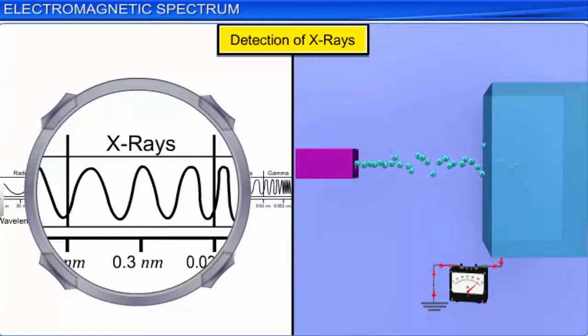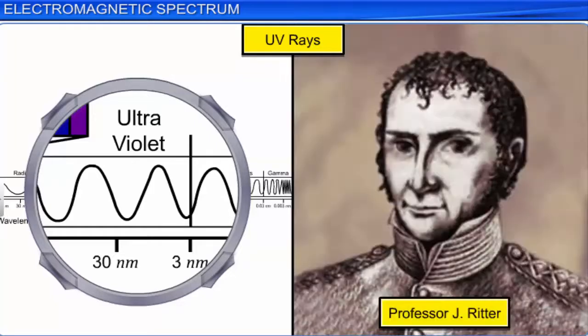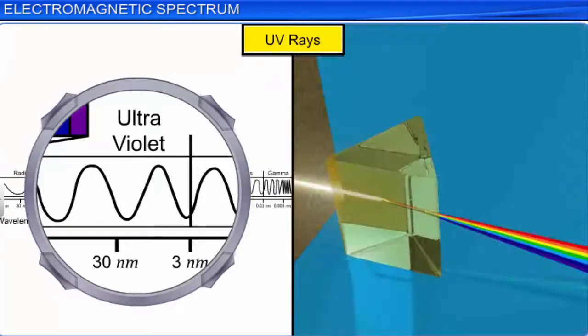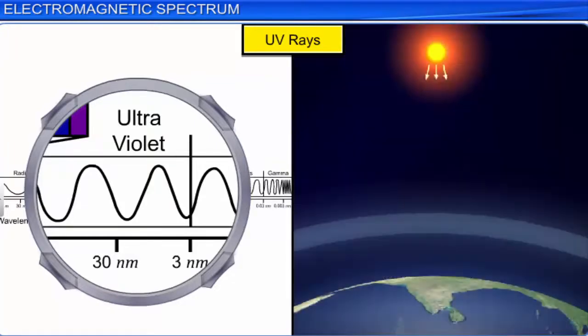Now let us learn about ultraviolet radiations, also called UV rays. They were first detected by Professor J. Ritter. They can be obtained by passing sunlight through a quartz prism, since quartz does not absorb ultraviolet light. Ordinary glass prisms can absorb ultraviolet light. They can also be obtained by using a mercury lamp with a quartz envelope. The sun is an important natural source of UV rays.